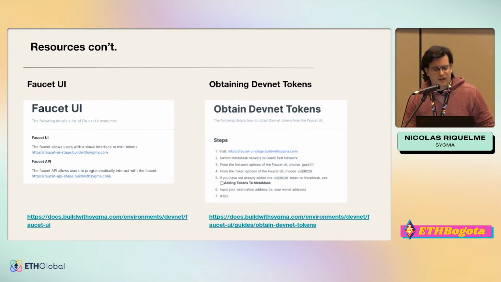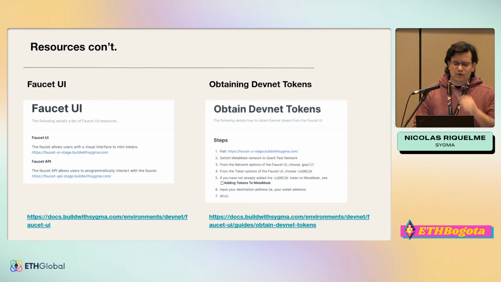Okay, so we have a faucet UI, so you can get tokens from this faucet. It's pretty straightforward. You just go to this URL and you get the tokens, so in case you want to use DevNet, you get the tokens and then you can do whatever you want. You can pay for your NFT transactions or transfers. Sorry. So yeah, there is not too much hassle to do this using DevNet and Faucet UI.